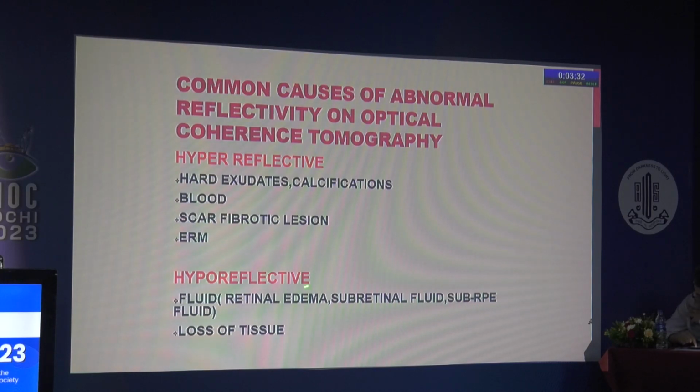And of course, hyporeflective, when there is fluid or retinal edema, the light is able to go through, because we will not get any signal from there. Same as ultrasound that we see. And of course, this is very important, I will come to it later: loss of tissue. We do make mistakes when interpreting this finding in OCT.